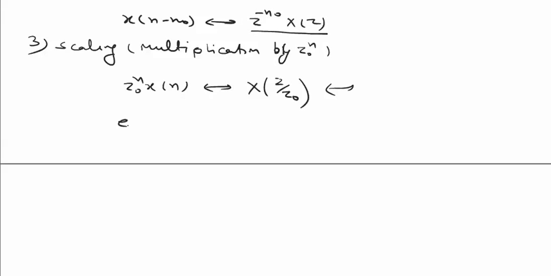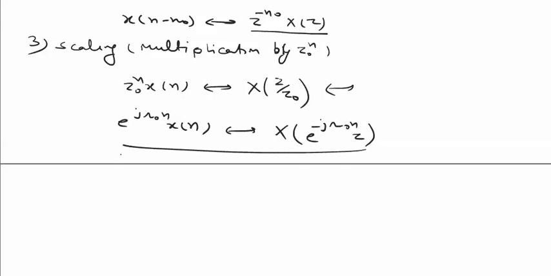Special case of this is e power j omega n xn equals to X of e power minus j omega z. It is a special case of scaling. Now we discuss some equation and then move ahead.